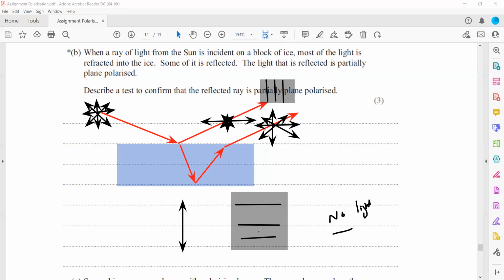Is it clear how we can confirm that the light which is reflected from the surface of the ice is polarized light, or partially plane polarized? Yes, sir.